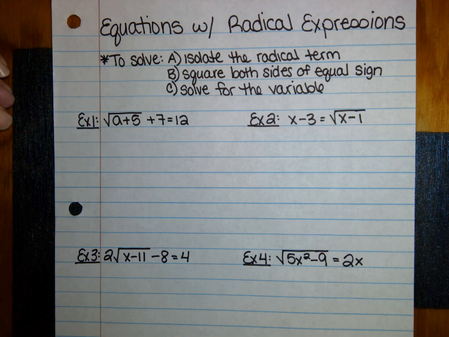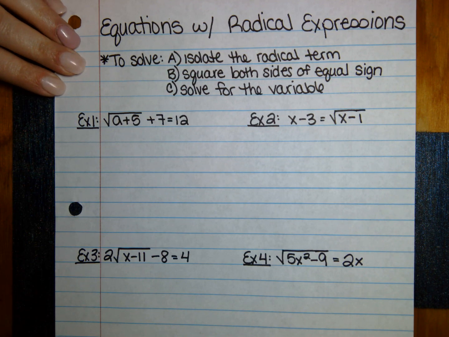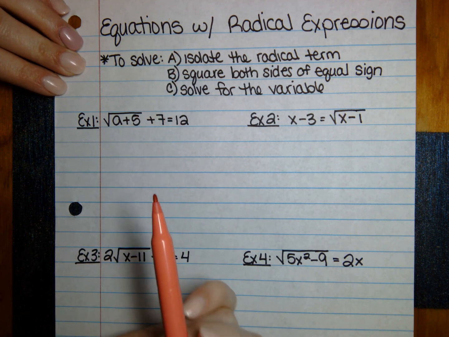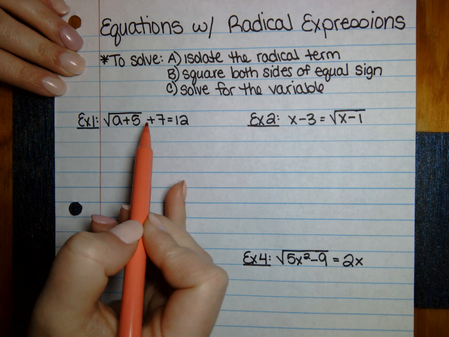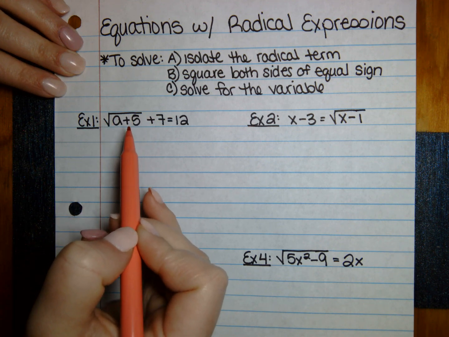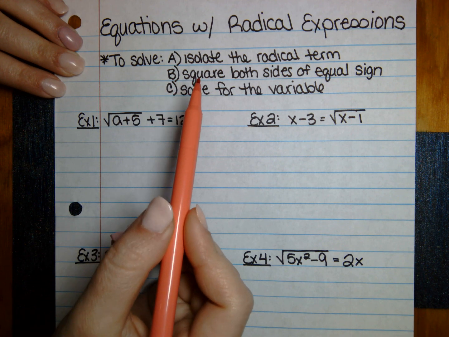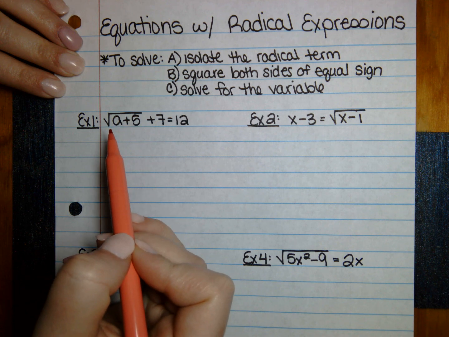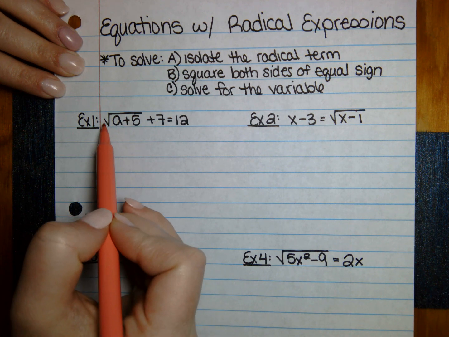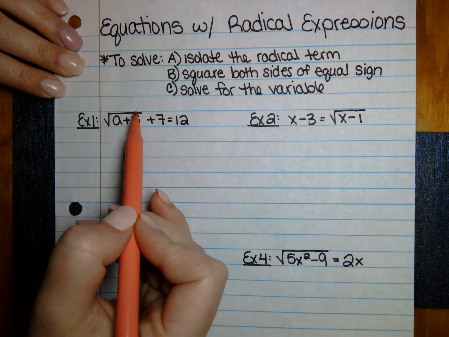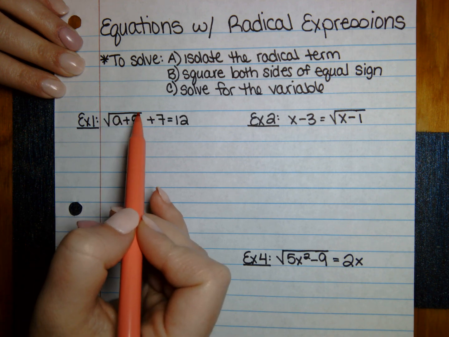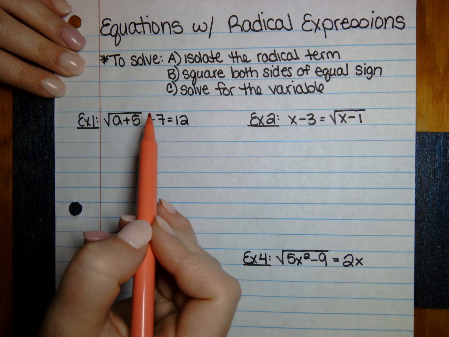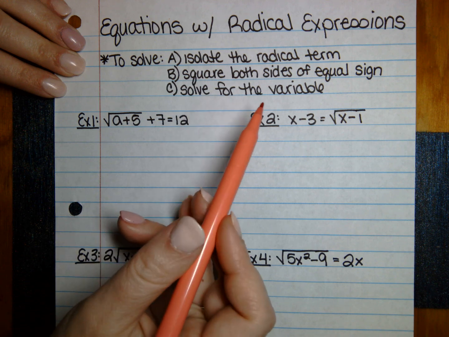Equations with radical expressions. To solve these, you have 3 steps. The first one is to isolate the radical term. So for example 1, it would be this whole a plus 5 underneath the radical. Step B is going to be to square both sides of the equal sign. That's because you want to get rid of the radical sign, so the opposite of rooting is exponent. So this radical sign means to square root, so the opposite of square rooting is squaring that function. And step C is to solve for the variable.